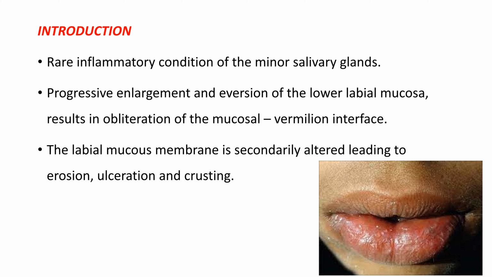In the picture you see the lower lip, or the lower labial mucosa, is swollen and everted, and the labial mucous membrane is secondarily altered by environmental influences, and it leads to erosion, ulceration and crusting. In the picture you see there is some crusting in the lower lip, and this cheilitis glandularis can be a potential predisposing factor for the development of actinic cheilitis and squamous cell carcinoma.